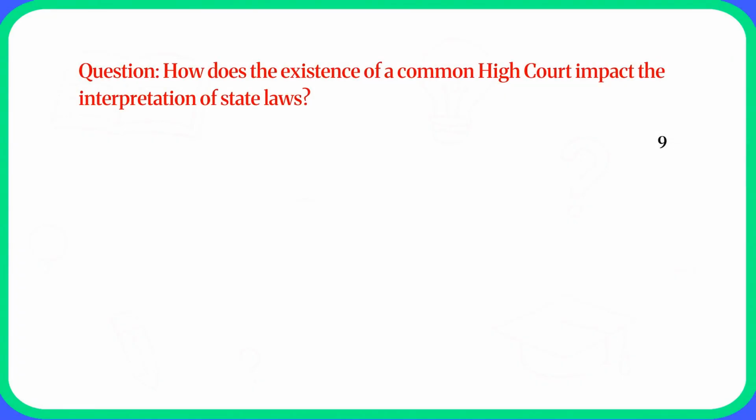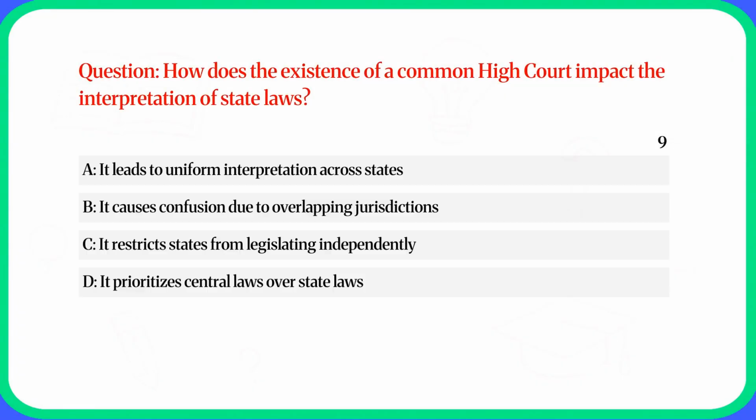Question: how does the existence of a common high court impact the interpretation of state laws? Answer: A. It leads to uniform interpretation across states.